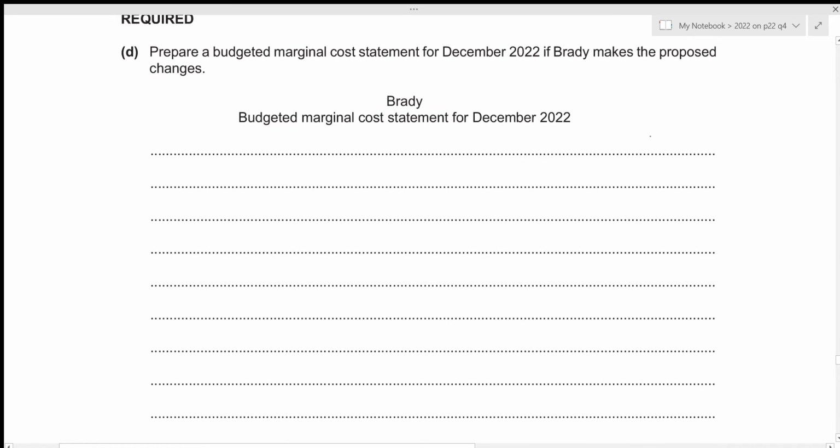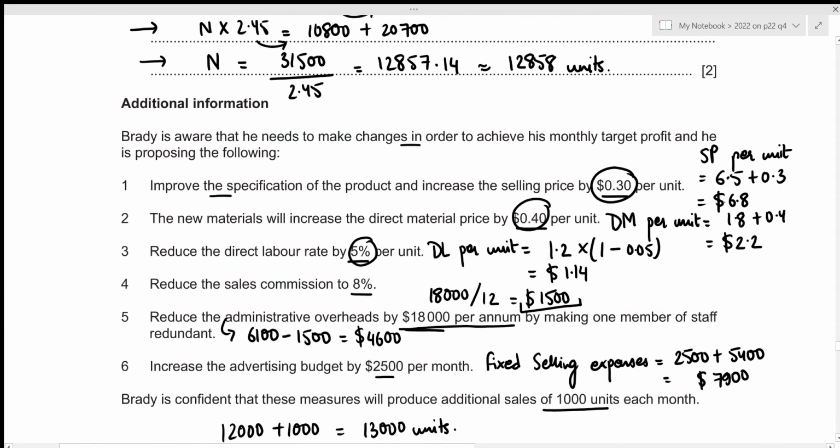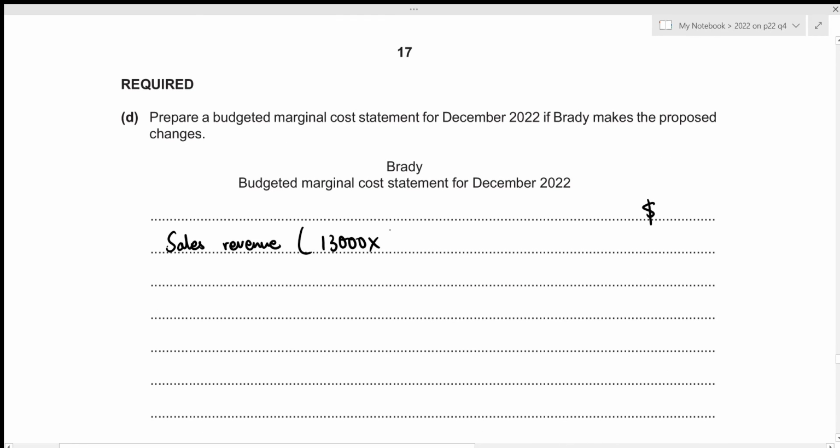Okay. We will start with our sales revenue. And we already figured out that the total number of units is going to be 13,000, right? And we have also figured out the selling price per unit to be 6.8. So we just need to multiply these two numbers together in order to figure out our total revenue. This gives the total sales revenue to have the amount of 88,400. Now the next step would be to subtract all of the variable costs, right? Okay. So less variable costs.